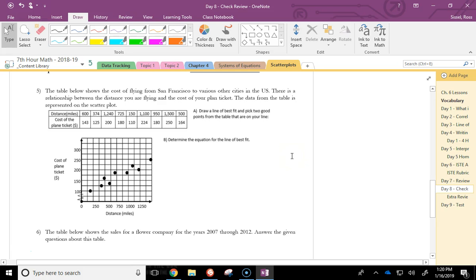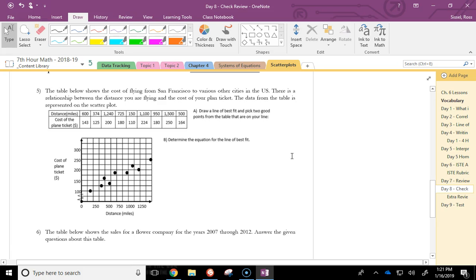Let's see if someone can do this for me. We're gonna kind of work together on this. Number 5. The table below shows the cost of flying from San Francisco to other cities in the U.S. There's a relationship between the distance you are flying and the cost of your plane ticket. The data from the table is represented in the scatter plot. Okay? So they already did this for me.